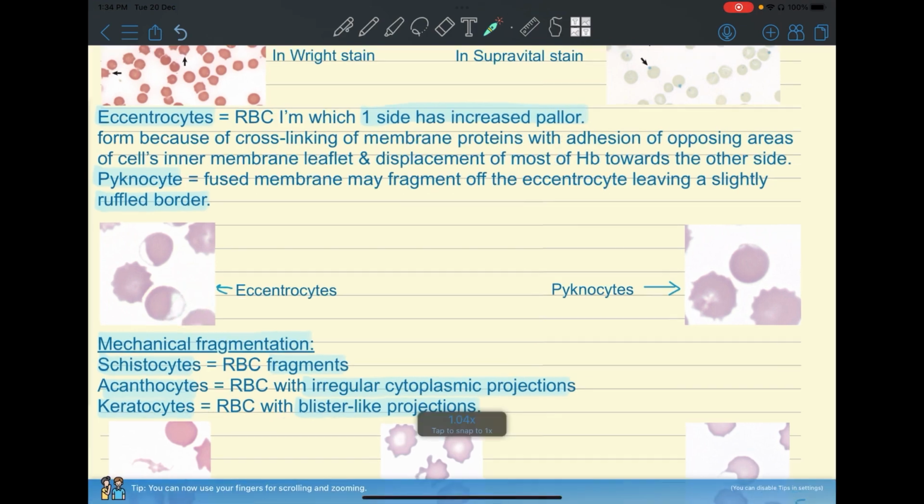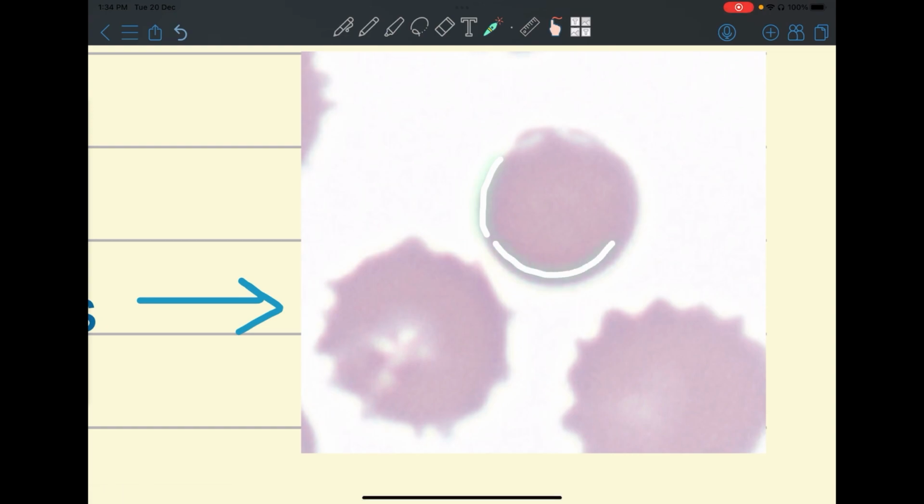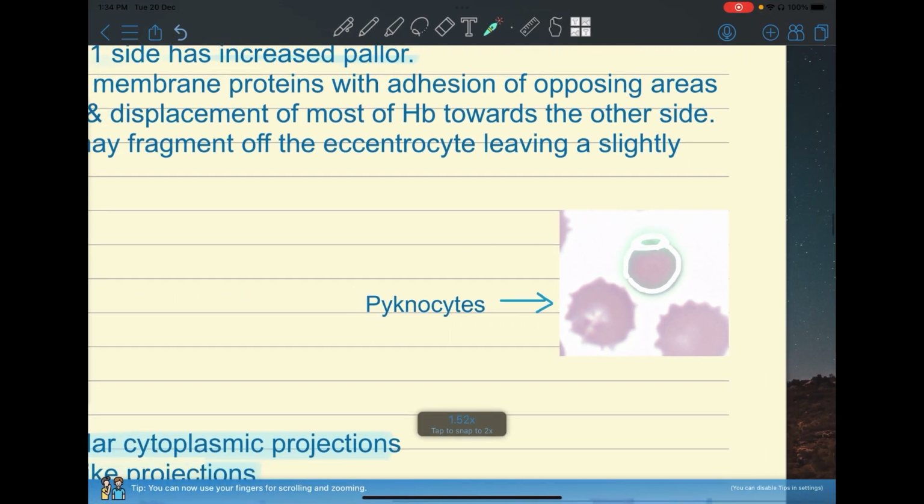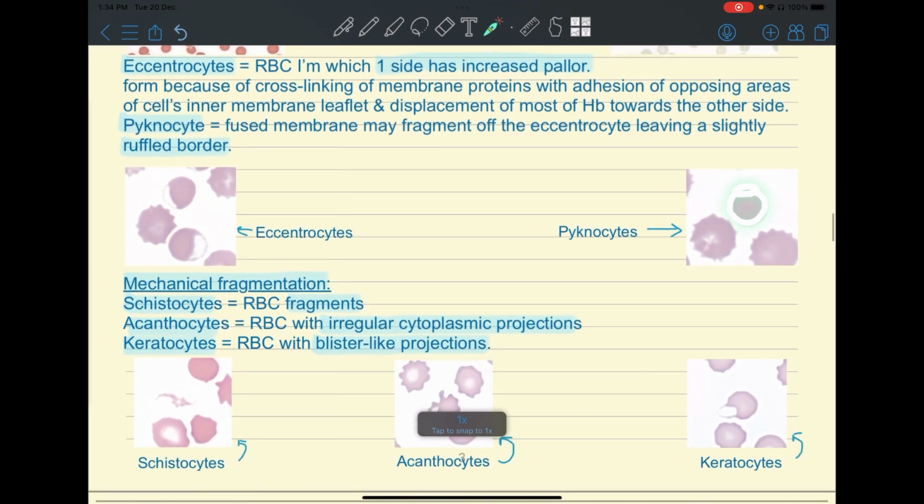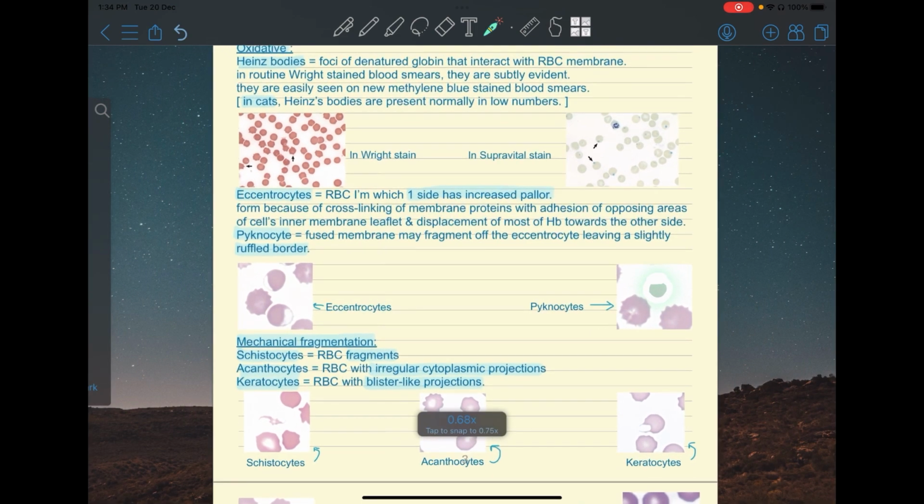And what is a pycnocyte? Pycnocyte is this RBC. Just like a spherocyte, it is again very spherical, but it has a ruffled border. This is the ruffled border that you are going to see in case of pycnocyte. Pycnocyte, eccentrocyte, and Heinz bodies are seen in case of oxidative hemolytic anemia.